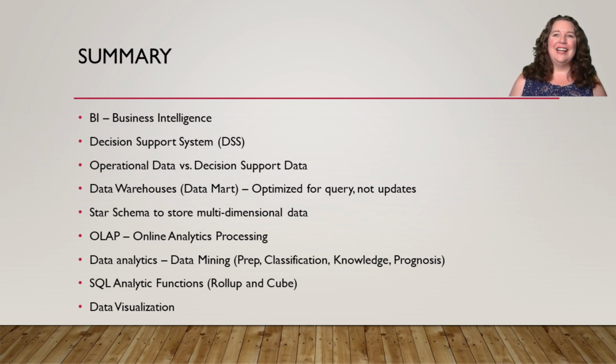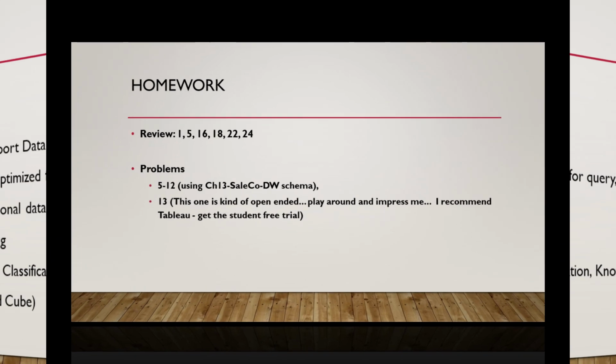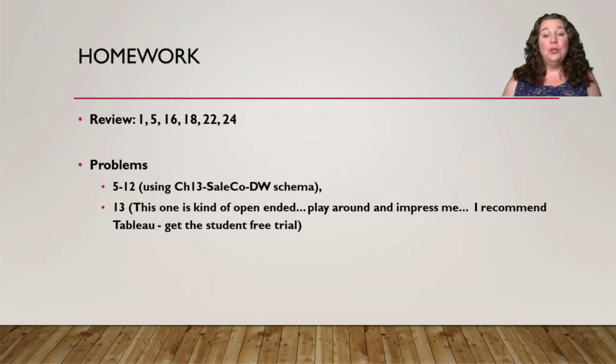Okay, let's get into your homework. Because I do want you to be working on your final at the same time, I have not given a whole lot of homework. There are about 6 terms in the review that I want you to go over, and a couple of examples that I want you to just kind of play with. I could have done all 30. No, I figured 6 was plenty. So that was fine for your review. For your problems, 5 through 12, use the sales company data warehouse to do some analytics. And I want you to do those. So that's 5 through 12.